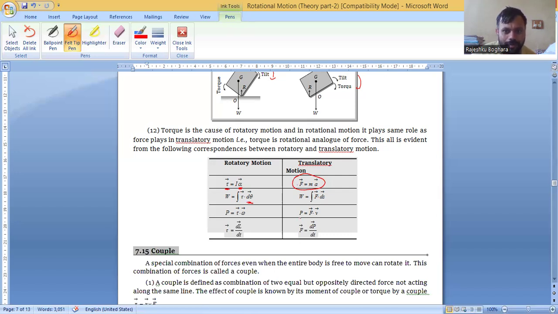Now mechanical power P equals F dot V. In a rotational motion, mechanical power is torque into omega. Here F equals dP by dt. Here torque equals dL by dt.